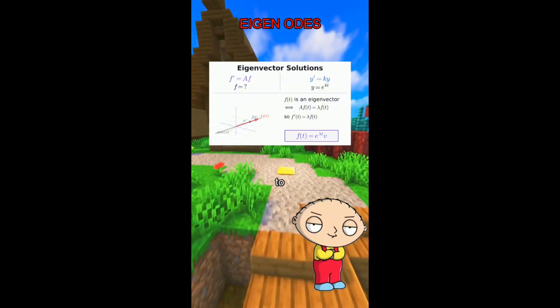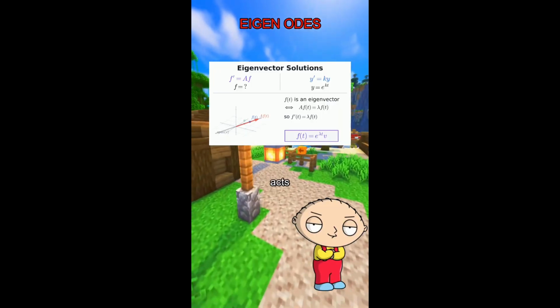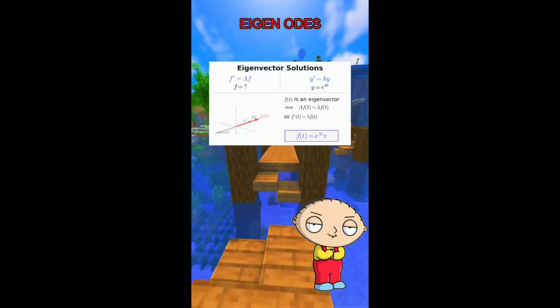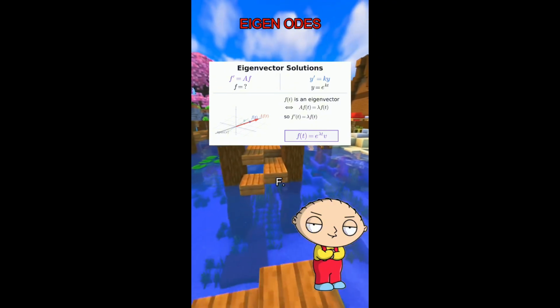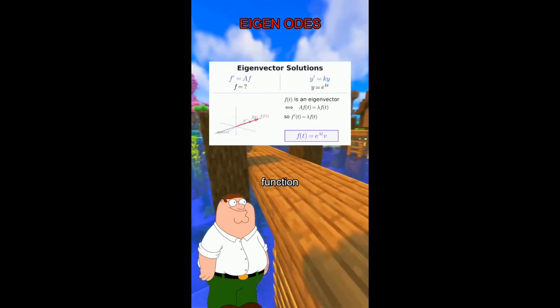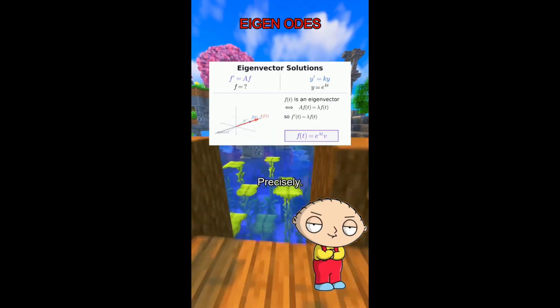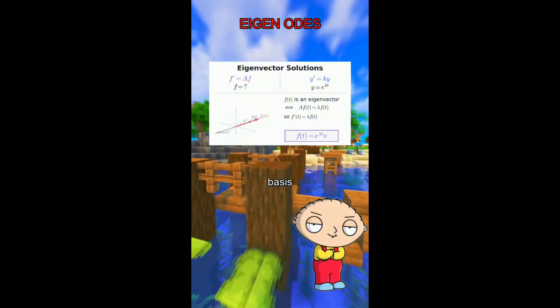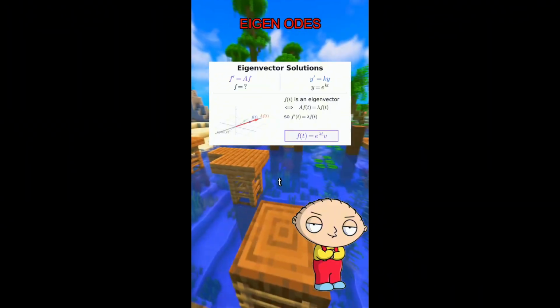No. We just have to make A act like a scalar, and A acts like a scalar when applied to an eigenvector. So if we make f output eigenvectors, then A times f turns into lambda times f. So f prime equals lambda times f. Oh, that's clever. So we can just make f be an exponential function with an eigenvector factor. Precisely. So for an eigenvector v and its eigenvalue lambda, we define its corresponding basis function to be f equals e^(lambda t) times v.